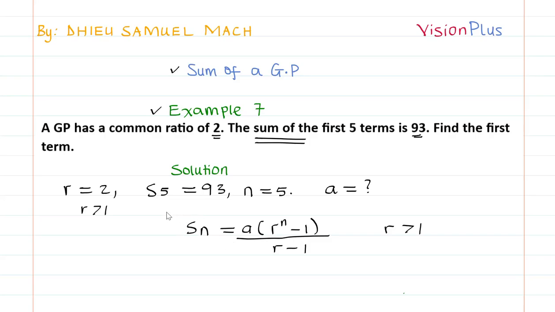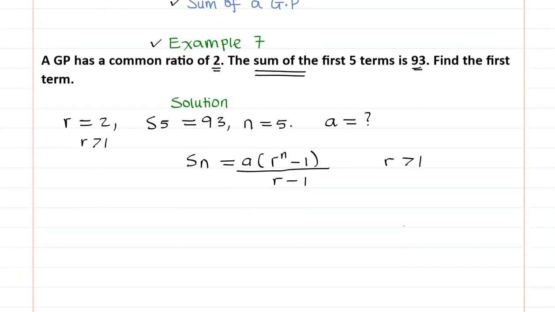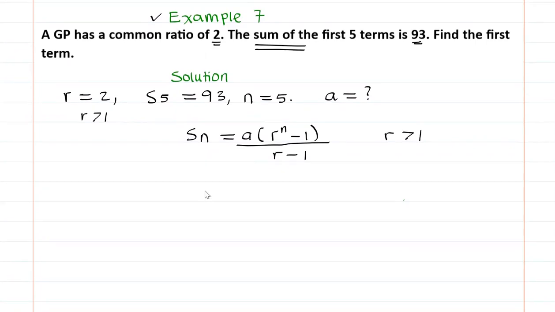So we have seen the formula to use. What we need to do is to customize the formula to the sum of the first 5 terms, substitute for what we are given, and then look for the first term, which is the unknown in this case. So Sn now becomes the sum of the first 5 terms. We shall have S5 equal to the first term A, which is what we are looking for, into R, the common ratio, which is 2, power n. What is our n? Our n is 5. So 2 to the power 5, and then minus 1 over the common ratio R, which is 2, so we have 2 minus 1.